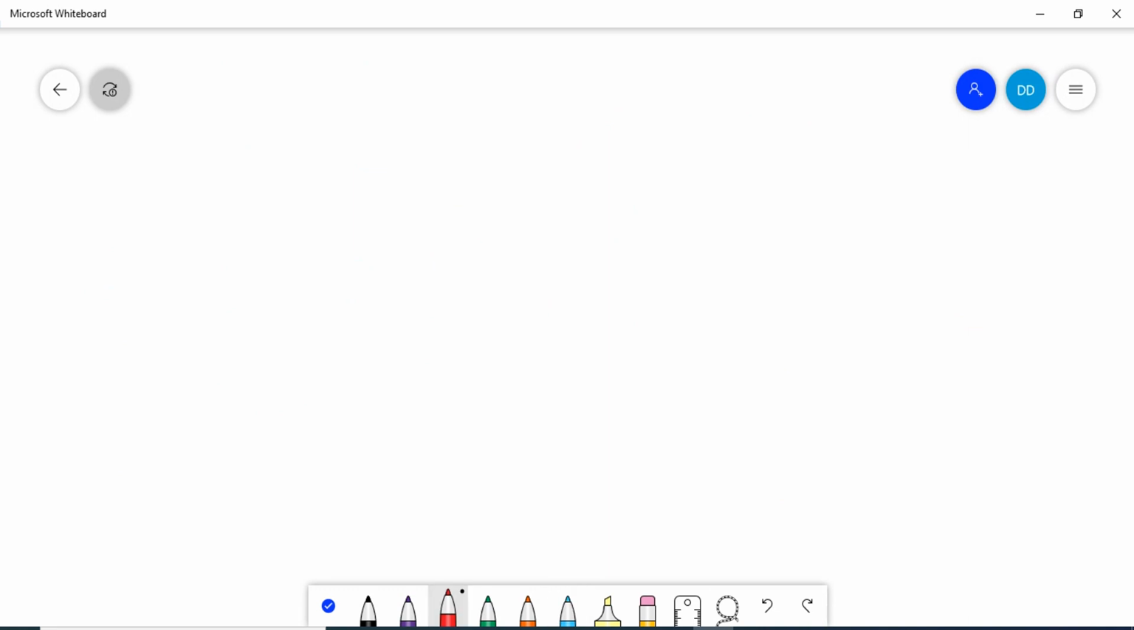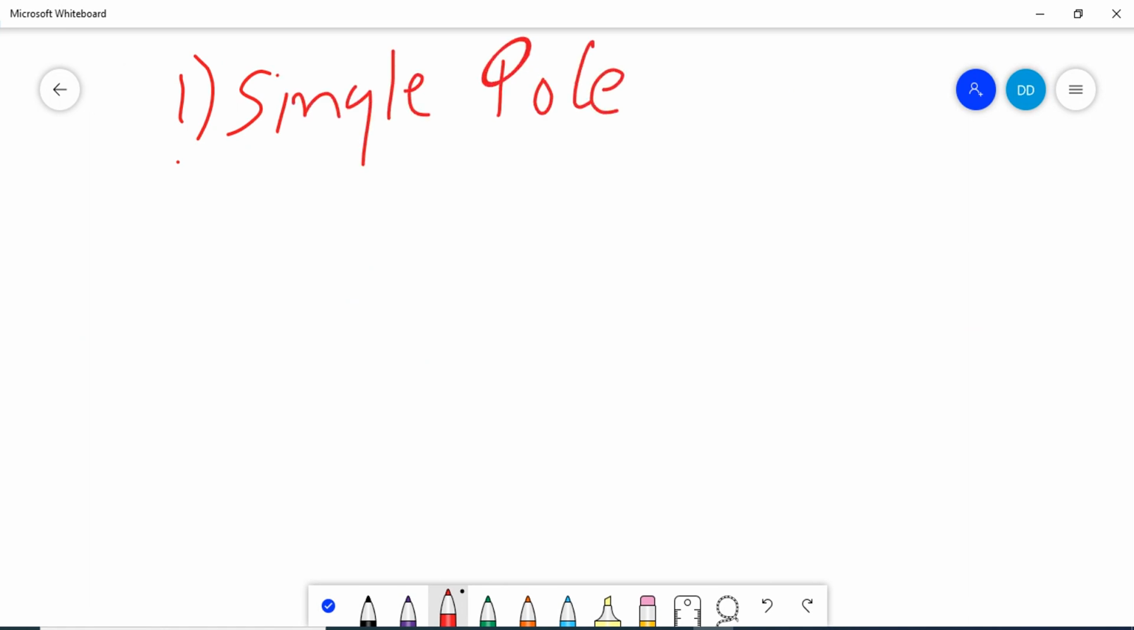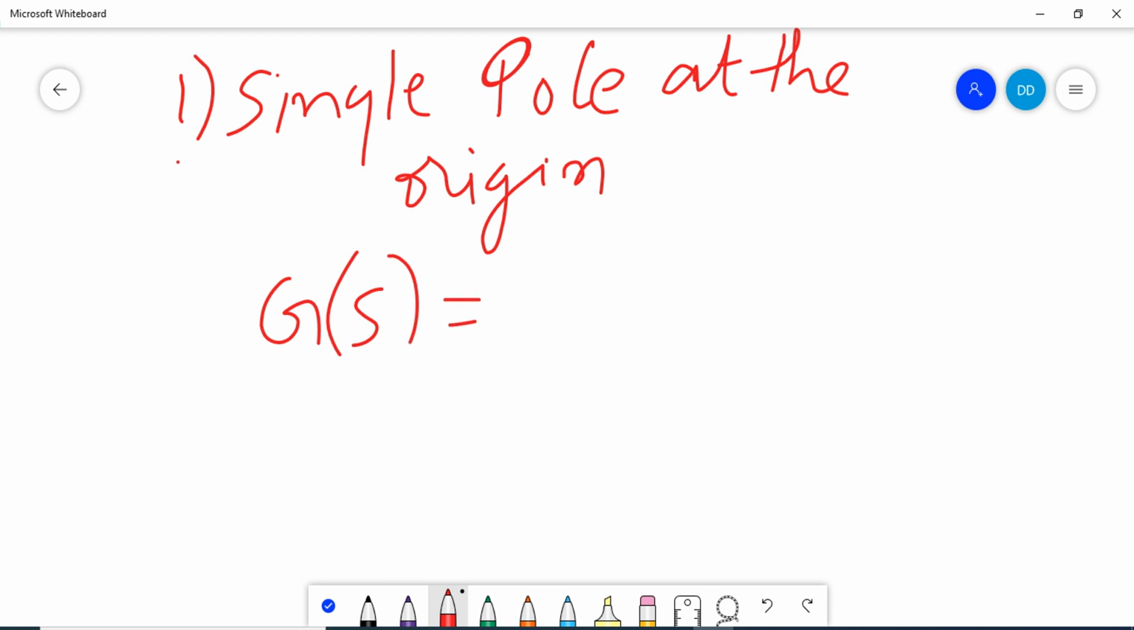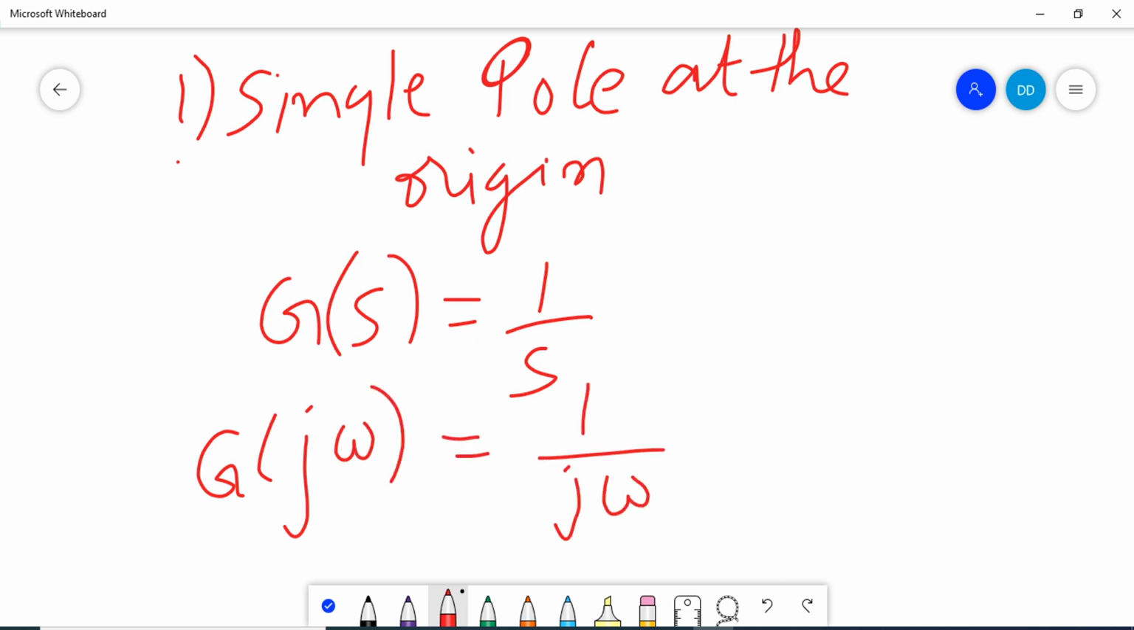The first integral factor we will consider is a single pole at the origin. Pole means it should be in the denominator. So our G of s is equal to 1 by s. Now we need to construct the magnitude plot as well as the Bode plot. So replace this s by j omega. This becomes G of j omega equal to 1 by j omega.